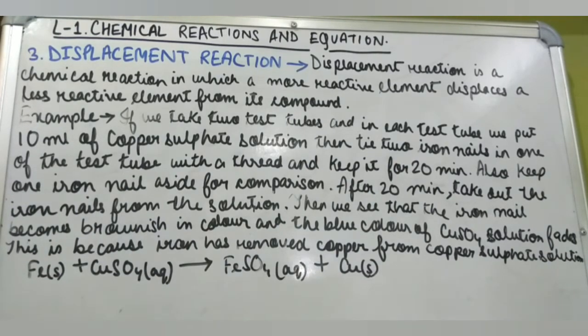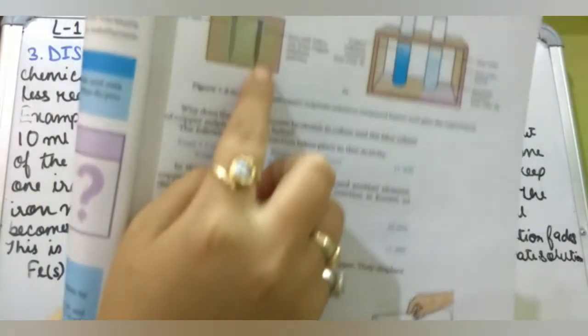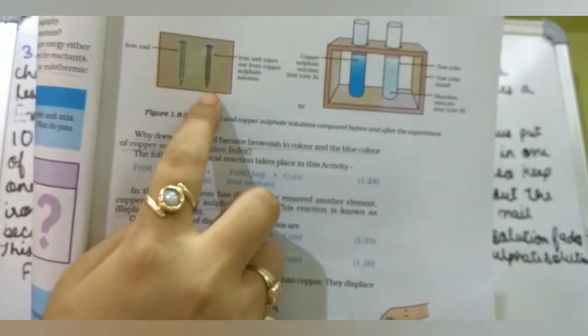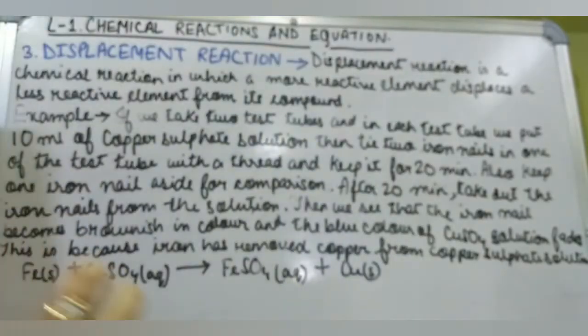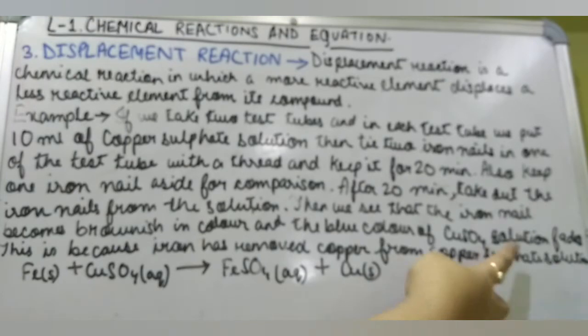So after 20 minutes we will take the iron nail from the copper sulfate solution, and what we will see is that the iron nail has turned brown in color. Okay, we will see a brownish color on the iron nail. This is the iron nail that we have taken out from the solution. This is nail B.